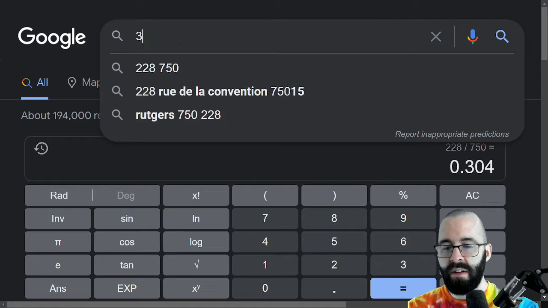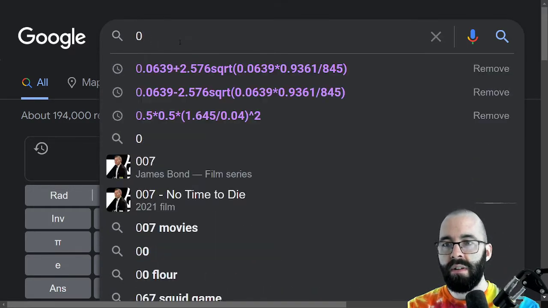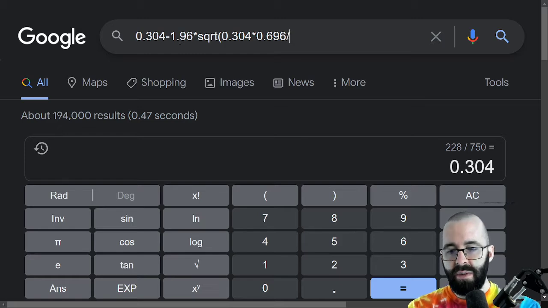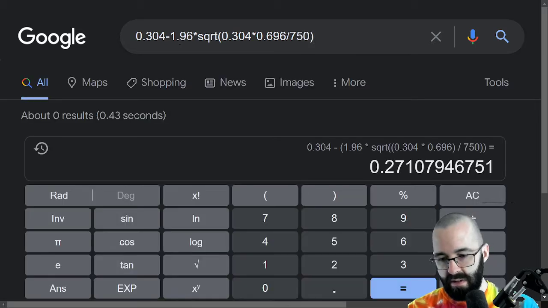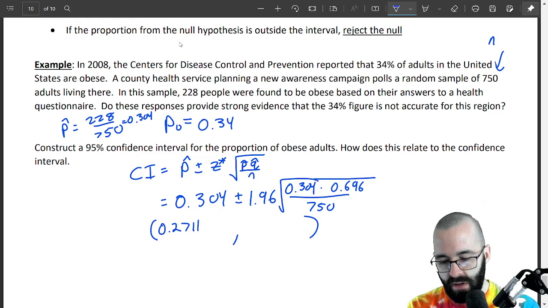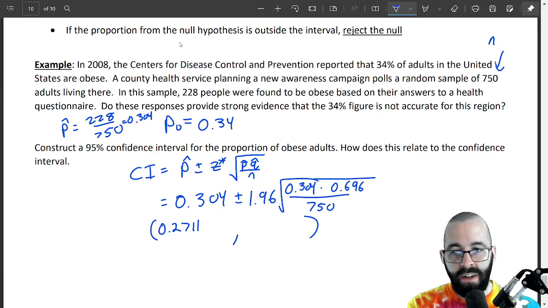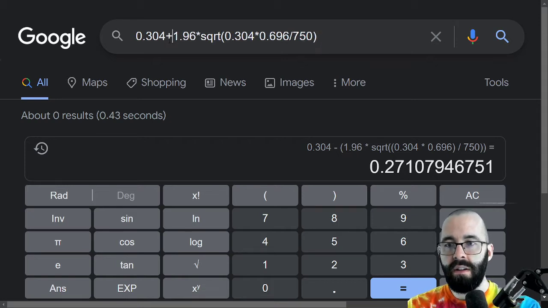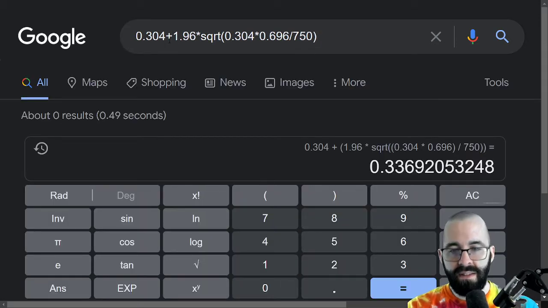Calculate that real quick. 0.304 minus 1.96 times the square root of 0.304 times 0.696 divided by n, which was n 400? No, it was 750. All right, so the lower bound of our confidence interval is about 0.2711. So we're 95% confident that the obesity levels are going to be between 27% and 33.69%.